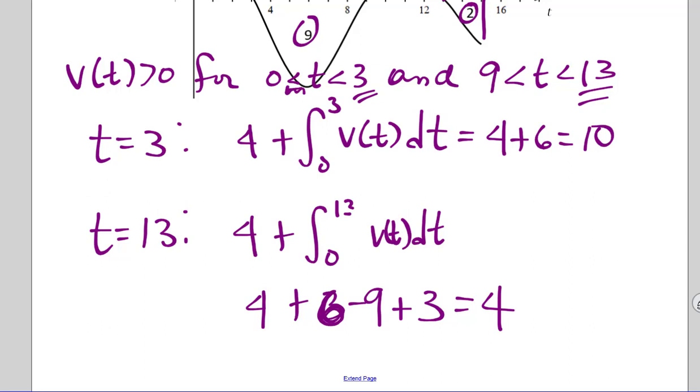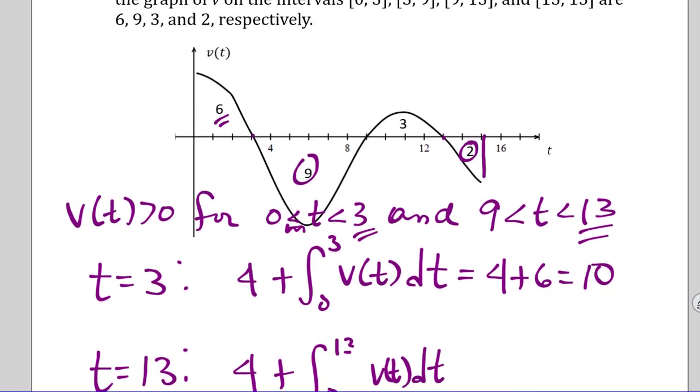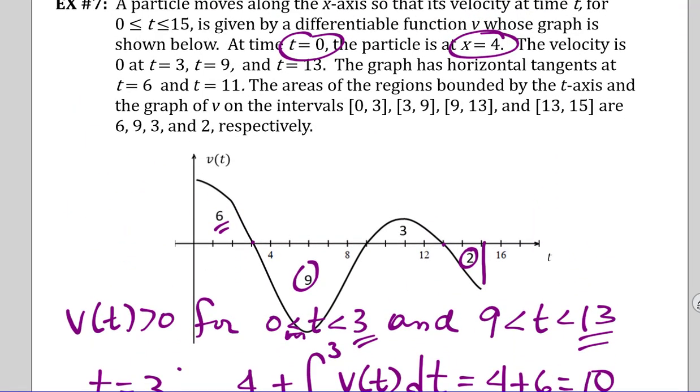In part B, it says for how many values of t is the particle at x equals 4? So looking again at our graph, we know that our initial position was 4. So we can think about that. Does that work?